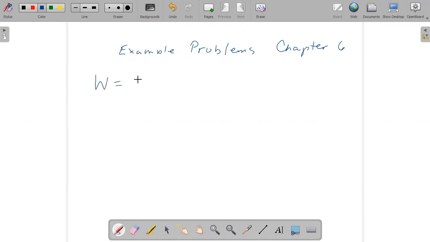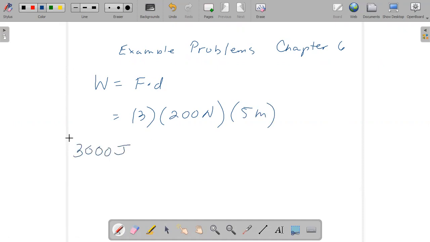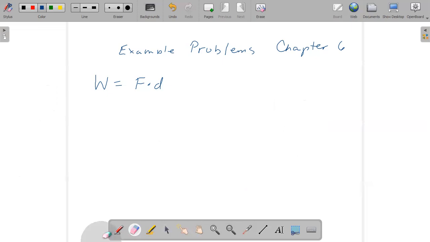So work equals force times distance. So we have 3 people. Wait, yeah, we need to determine the work. 3 people times what was the force? 200 newtons. 200 newtons times 5 meters, and that's going to be equal to 3,000 joules. So once again, a joule is a relatively small unit as far as it goes. Doesn't take much to get it, not too much work done in a joule, in other words.